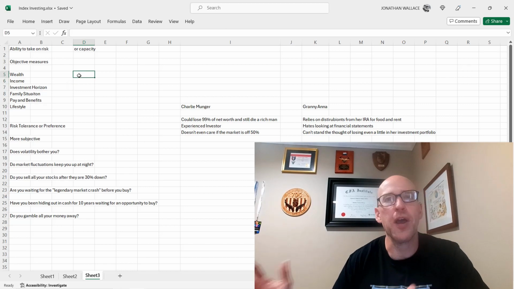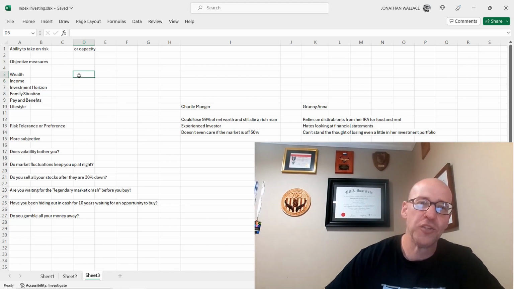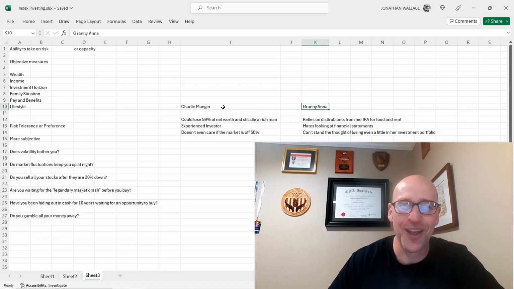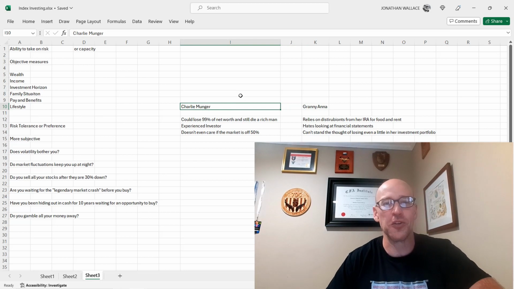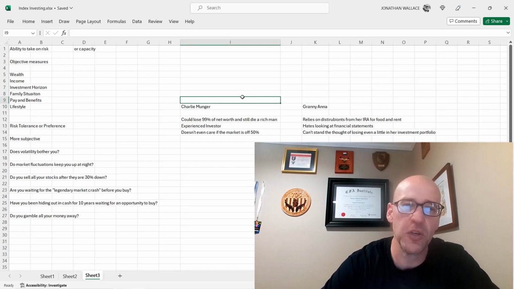So the more wealth you have, the more wealth you can lose and still be okay to take care of your basic needs. As you can see over here, I've got two examples, Charlie Munger and Granny Anna. Charlie Munger, God rest his soul, was a legendary investor, a multi-billionaire.